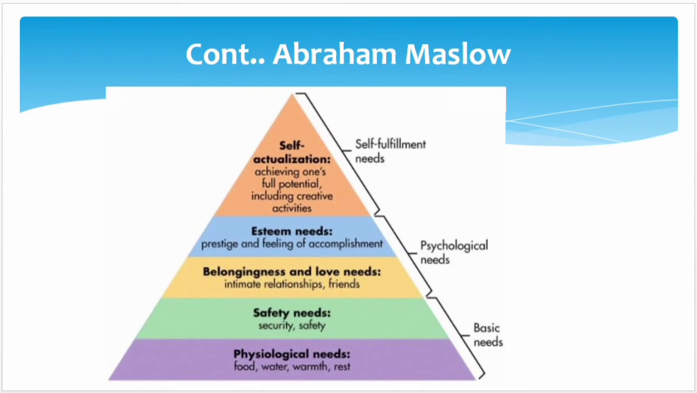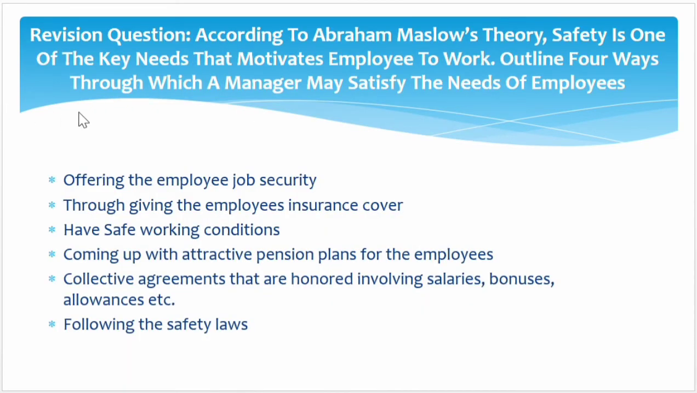And then we have a question here. According to Abraham Maslow's theory, safety is one of the key needs that motivates employees to work. Outline 4 ways a manager may satisfy the needs of employees in relation to safety. So this is a question.